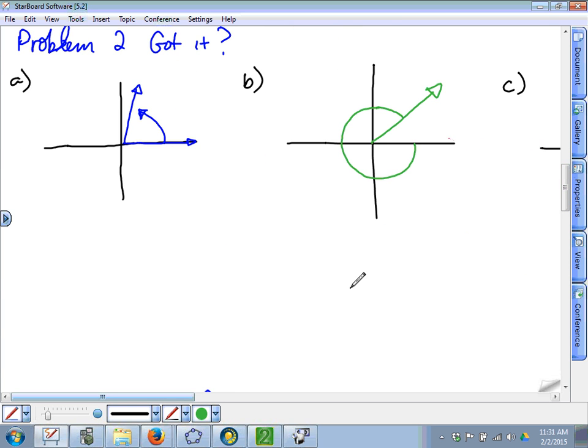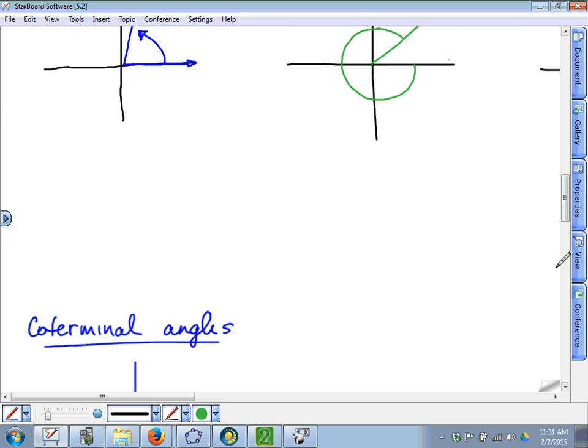Switching gears here. Write that word down, or that phrase, coterminal angles. We actually already talked about it, but yeah, and you see what they want.